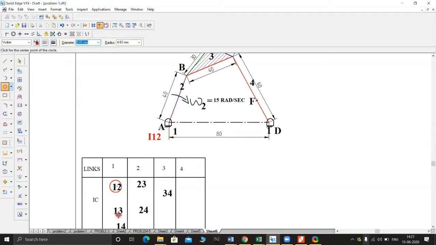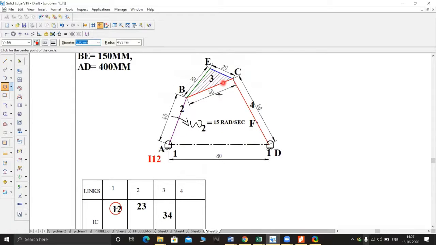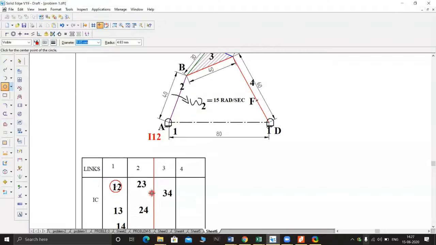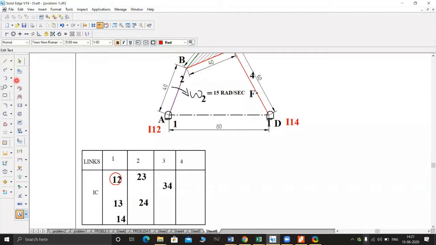Let's go to the next one, I13. Link number 1 here, link number 3 here. Therefore, we can't locate it right now, so we'll take it later. Next, come to the next instantaneous center, I14. Where is I14? Link number 1 here, link number 4 here. Therefore, we can get this instantaneous center here. The instantaneous center at this point is I14. This is also a fixed type of instantaneous center.